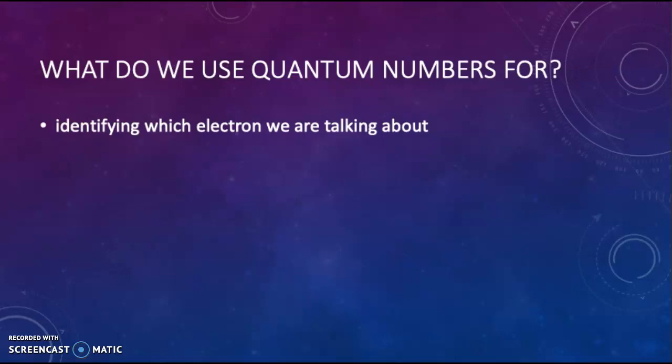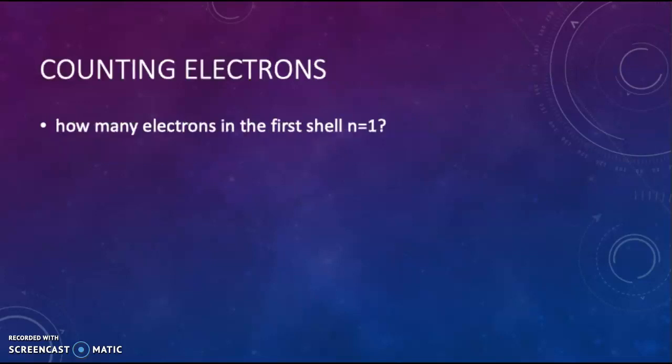If we're talking about an electron in the third energy level in a p orbital, and it's on the px and has spin up, we can assign it some numbers instead of that long-winded explanation that I just gave. Another use for quantum numbers is counting the number of electrons in an atom. So let's do some examples and I'll show you how we put these numbers to use.